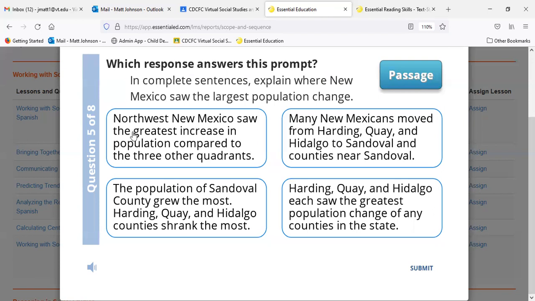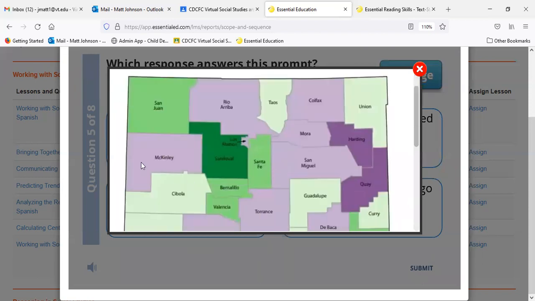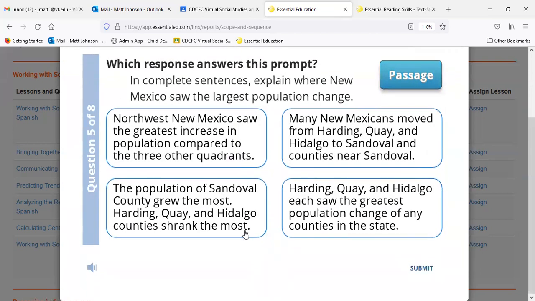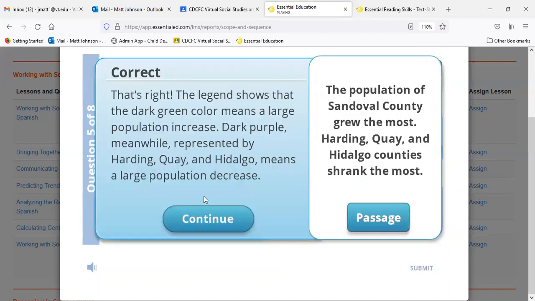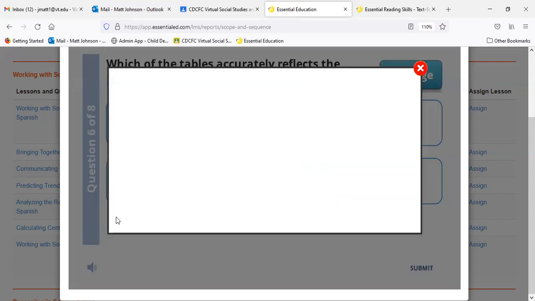Bad answer. The first option, Northwest New Mexico saw the greatest increase in population compared to the other three quadrants. Northwest, can't say that, right? Because everything here dropped, only San Juan County really increased. So that's incorrect. Harding, Quay, and Hidalgo each saw the greatest population. Nope, it's the exact opposite. So that leaves population of Sandoval, right? Okay. Accurately reflects the information described in the text.